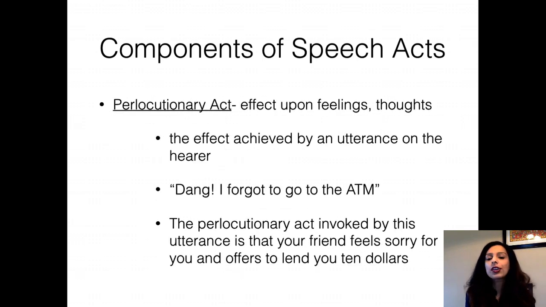And the perlocutionary act for the same sentence is basically the effect that this has on your friend. Your friend feels sorry for you. The friend gives you $10 so that you can buy a ticket and watch the movie with your friend. So the effect that this statement has on somebody else, on the hearer, right, is what we call a perlocutionary act. So locutionary act, literal meaning, direct meaning. Illocutionary act is the indirect meaning, and the perlocutionary act is the effect that this has on the person who's listening to that particular sentence.